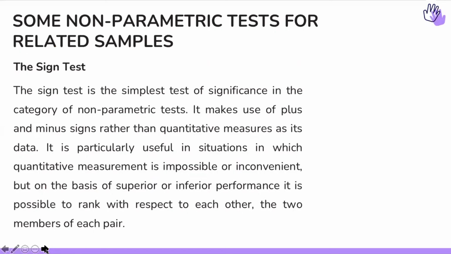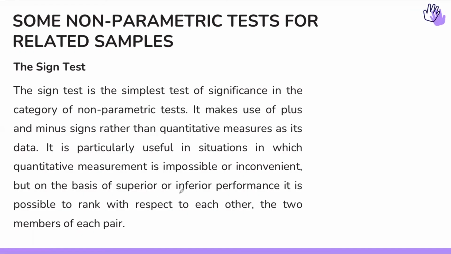Basically, various tests are used in drawing statistical inferences in the case of related samples. In this section we will study the sign test, and some other tests like the Wilcoxon matched pair signed rank test. The sign test is the simplest test of significance in the category of non-parametric tests. It makes use of plus and minus signs rather than quantitative measures as its data.